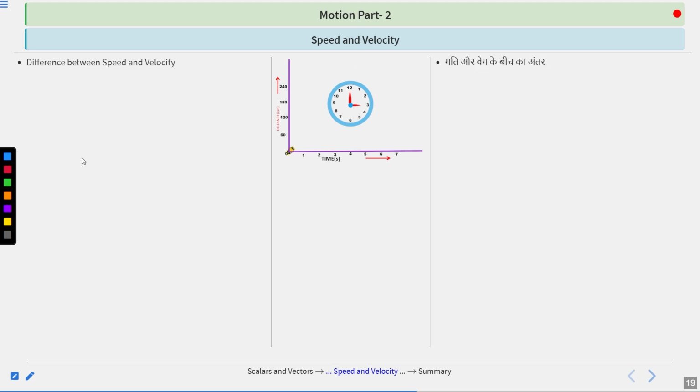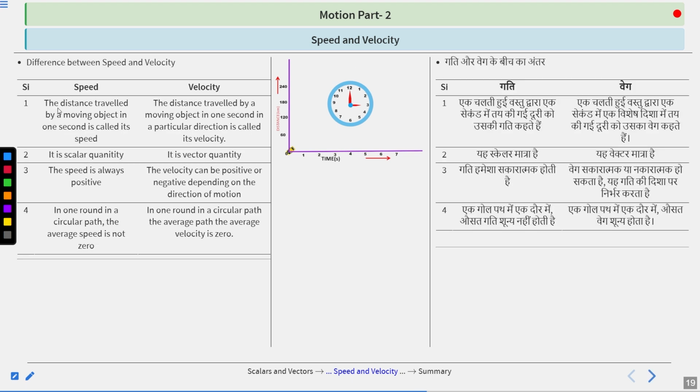Difference between speed and velocity we talk about. First, the distance traveled by a moving object in 1 second is called speed. The distance traveled by a moving object in 1 second in a particular direction is called its velocity. Speed is a scalar quantity; velocity is a vector quantity. Speed is always positive, while velocity depends on the direction of motion, so it could be positive or negative. In one round in a circular path, the average speed is not zero, while the average velocity is zero.